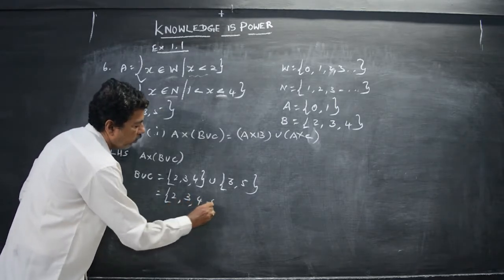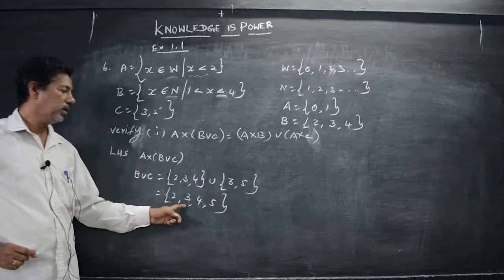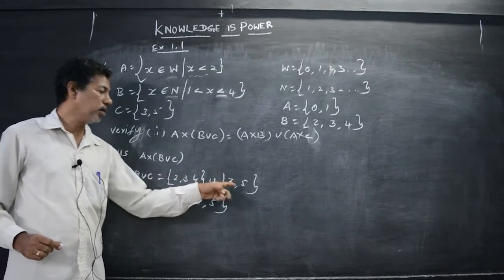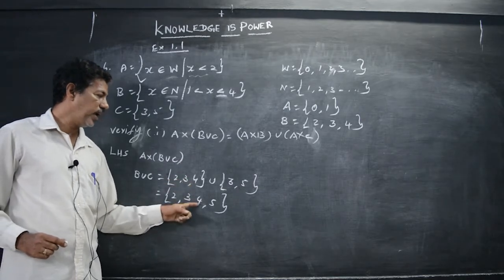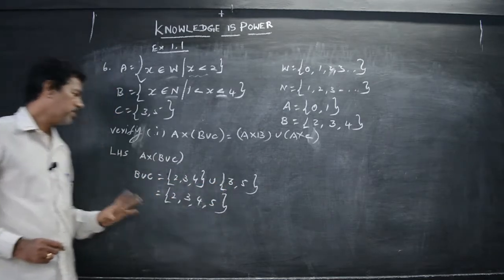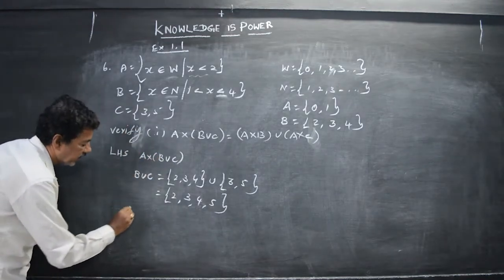Now 2, 3, 4, 5. So this is the answer, all the elements should come, but if any element is repeated, you should not write it again. 2 is there, 3 is there, 4 is there, but 3 is repeated again, you should not write it, and 5. This is the union.